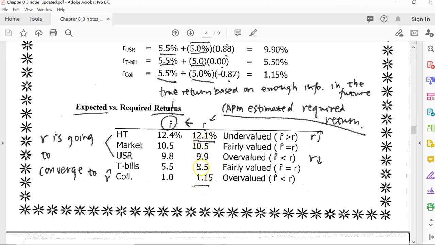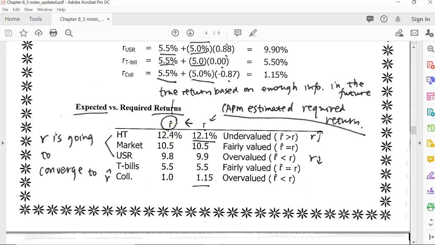And we compare these model estimated required returns to R hat, the expected return. Remember how we calculate R hat? We use the expected return of the assets in each economy scenario multiplied by probability in each scenario to get this R hat. This is the true return based on enough information in the future. If we know exactly what the stock returns are going to be in the future in each different economy scenario, we can get this exact expected return easily.